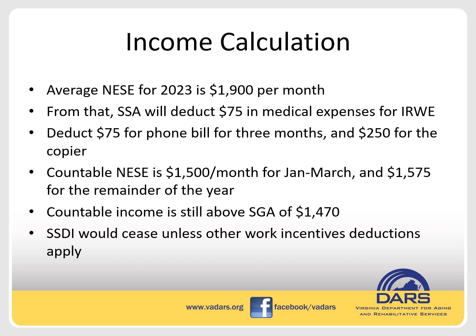Okay. So her countable income at this point is still above the SGA figure of $1,470. And at first glance, it might look like she's in trouble, right? Because her countable income has been over SGA for the year and she's still getting benefits. In a normal case, SSDI would cease unless other work incentives and deductions applied. Okay. So when you're looking at how to apply deductions and work incentives, make sure you take into account all the work incentives that are available to the client when making that income calculation, because in her case, she might have some unpaid help, and we're going to talk about that in the next slide.